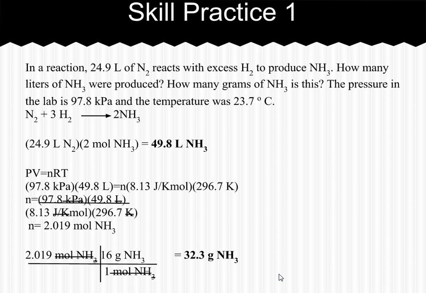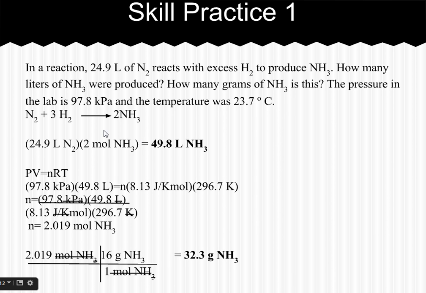Skill practice number 1. In a reaction, 24.9 liters of N2 react with excess H2 to produce NH3. How many liters of NH3 are produced? How many grams of NH3 are produced? And the pressure in the lab is 97.8 kilopascals. The temperature is 23.7 degrees Celsius.